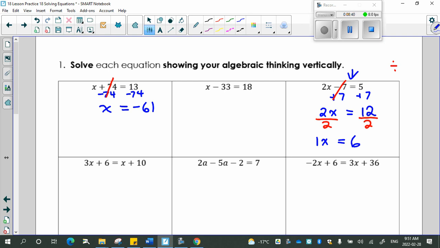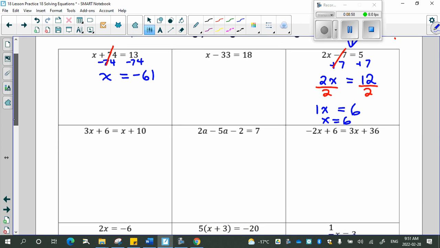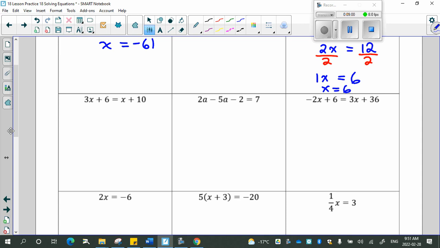Do I need the 1 in front of the x? No, you don't need it, but if it's there, it's not wrong. Okay? So 1x equals 6 is the same thing as x equals 6. Okay, so you guys kind of got the logistics of it, we're really focusing on how to write it down now. So we're going to go over to the one right below this one here.